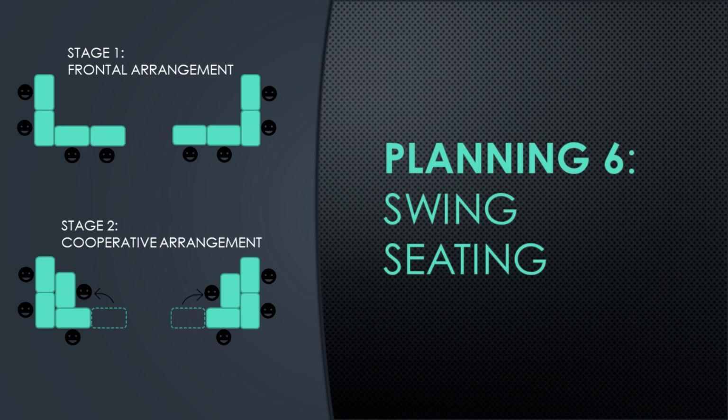Here we see an arrangement called swing seating. As before, it is important for the students to be able to see you as you present information. With a little planning, these L-shaped layouts can be easily swung over to cooperative arrangements.